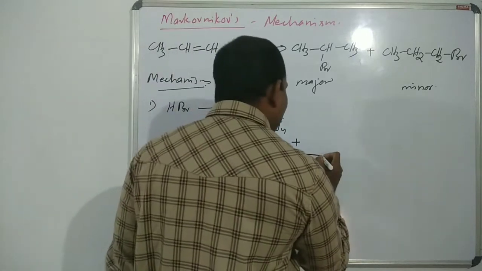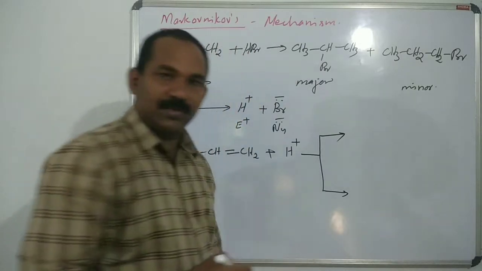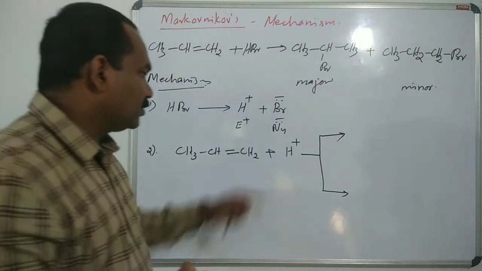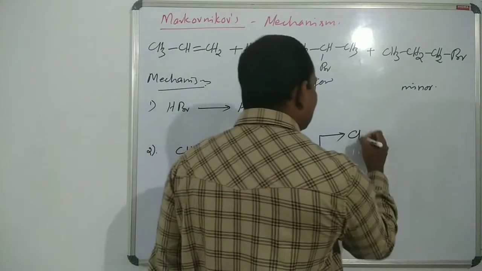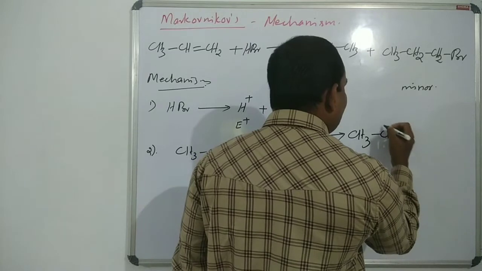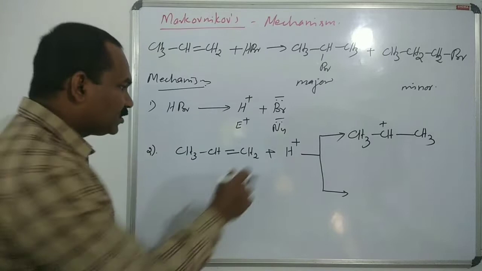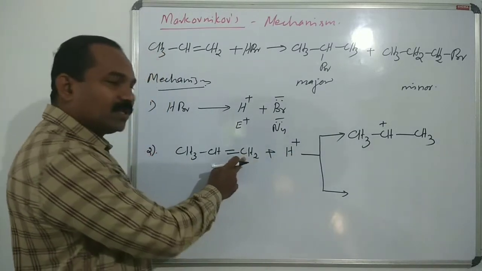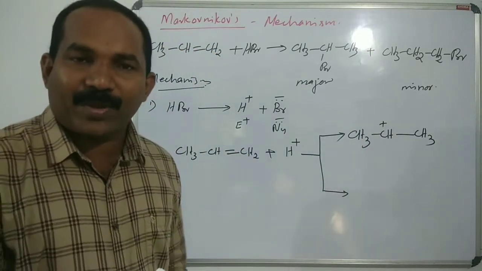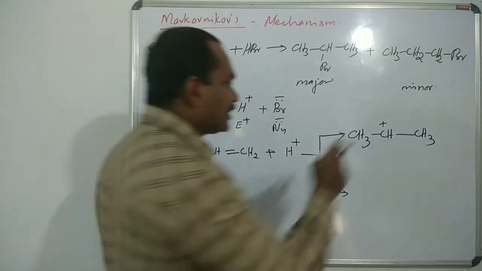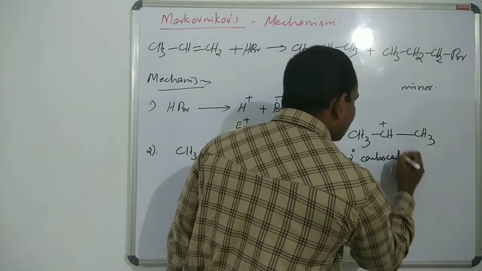And we get 2 intermediate carbocations. First one is where the hydrogen is added to this carbon atom. We get CH3CH+CH3. Remember that the electrophile gets attached to the first carbon. We get the isopropyl carbocation. That is a secondary carbocation.